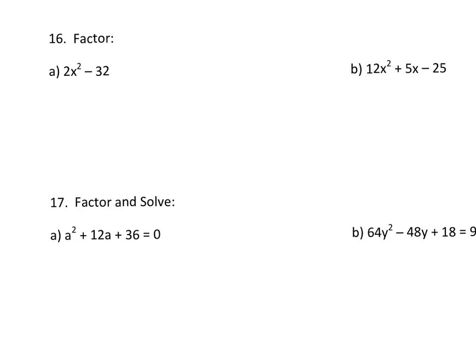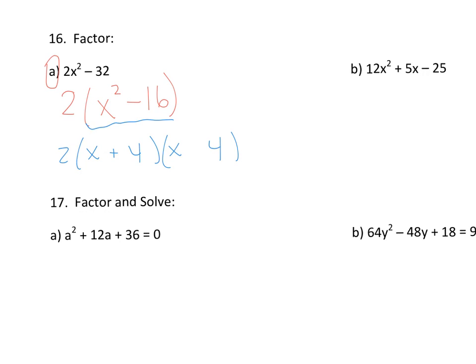More factoring. Let's look at 16A. We need to factor, so the first thing I'll do here is take out a 2, undistribute, and get x squared minus 16. Now I'm going to continue to factor x squared minus 16 because that's a difference of squares. So I take out a 2 and get x, 4, and 4. One is a plus, one is a minus.